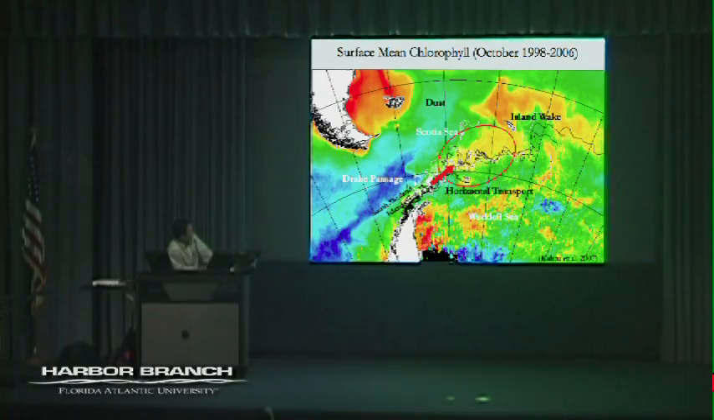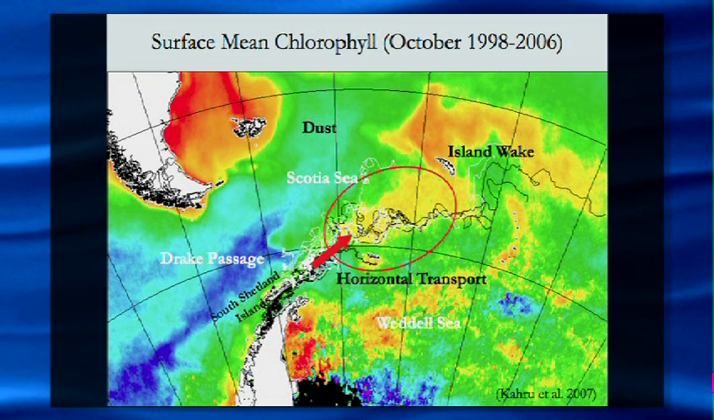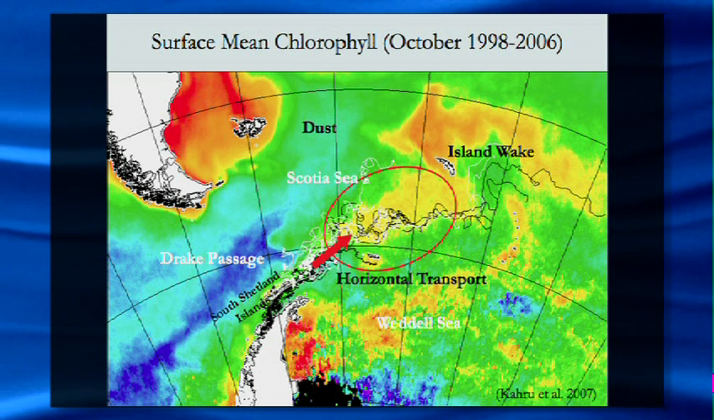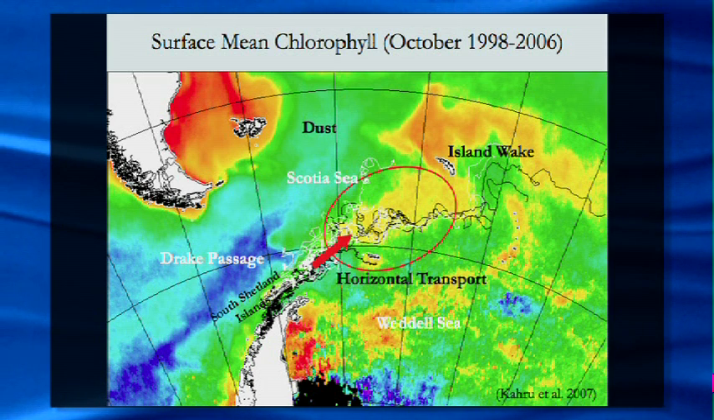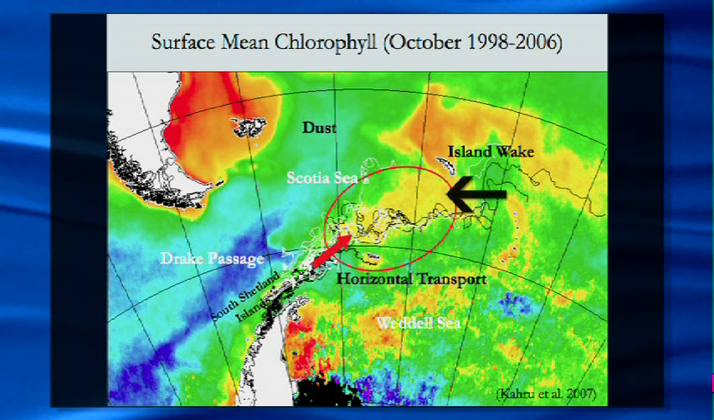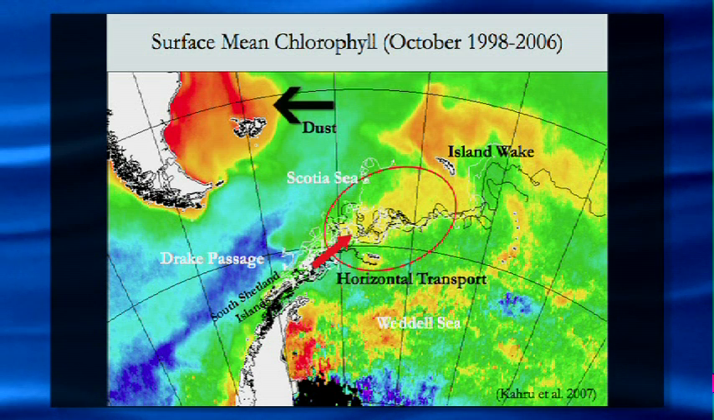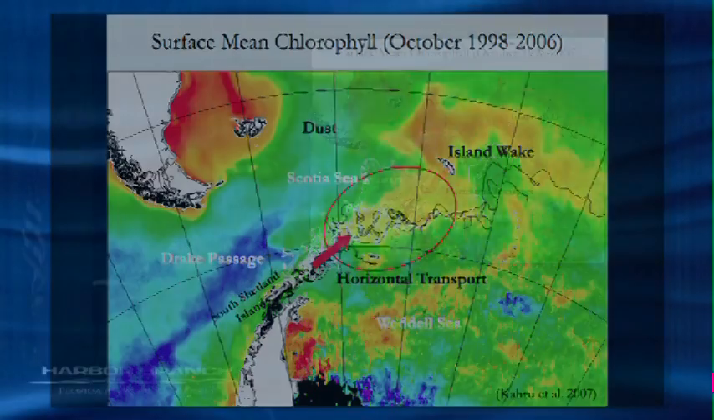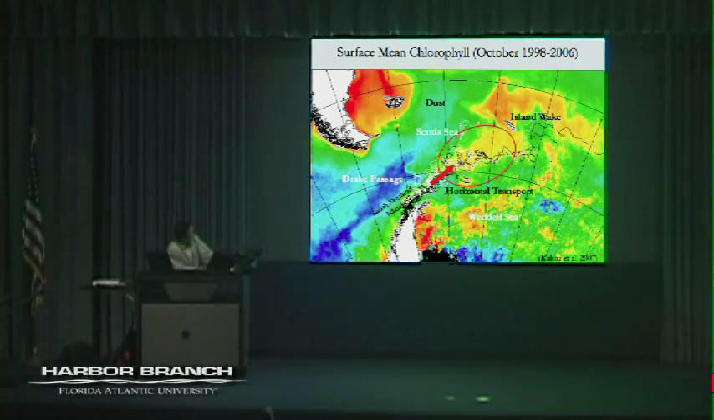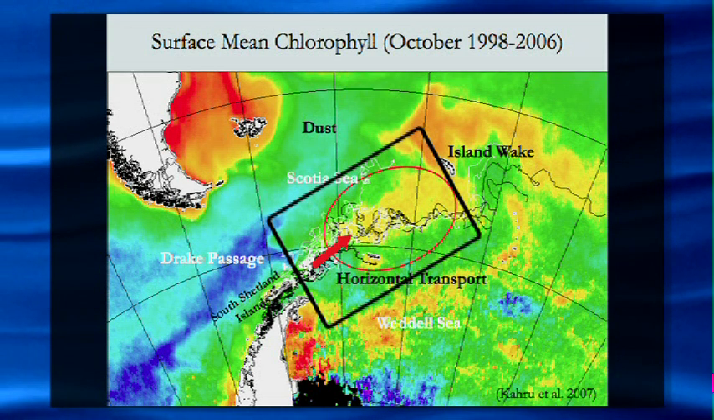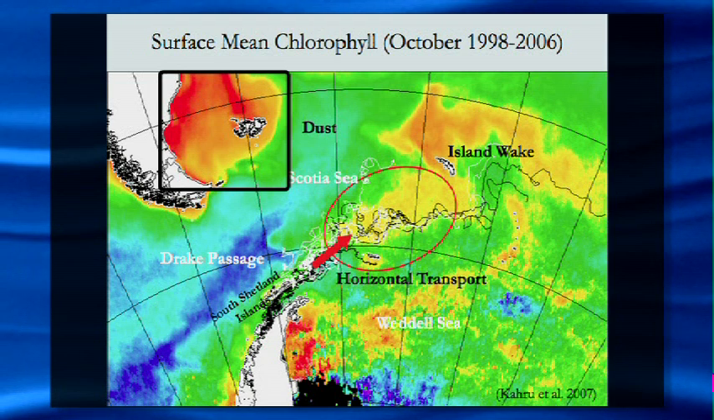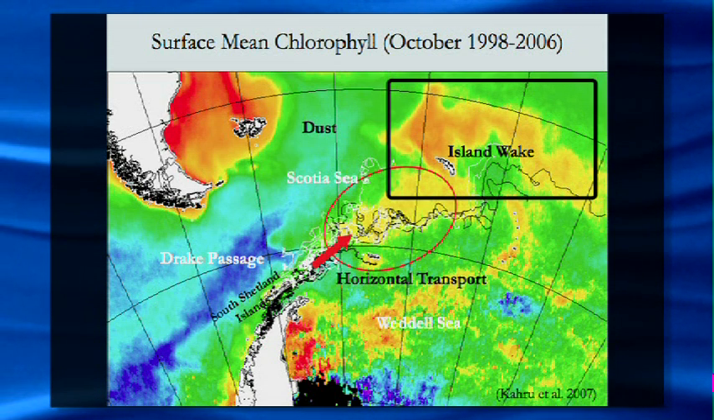All right, now we want to zoom into this area. Again, this is the chlorophyll, averaged over 8 years for October, the austral spring. Basically you look at that, and you can recognize it's a very strong pattern here. You have high chlorophyll in this area, and in this area, and also in this area. So we have some hypotheses. Why do they have high chlorophyll in this area? We assume it's iron coming from the shelf. And in this area, we assume iron coming from dust. And this is what we call island wake.